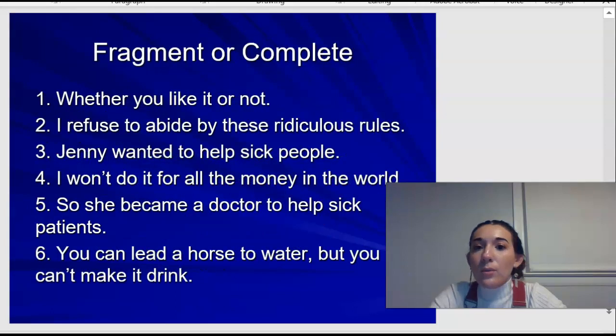Alrighty, so now we're going to practice. What I'd like you to do is to tell me whether it is a complete sentence or if it is a fragment. So whether you like it or not is number 1. Number 2, I refuse to abide by these ridiculous rules. Number 3, Jenny wanted to help sick people. Number 4, I won't do it for all the money in the world. Number 5, so she became a doctor to help sick patients. Number 6, you can lead a horse to water, but you can't make it drink.